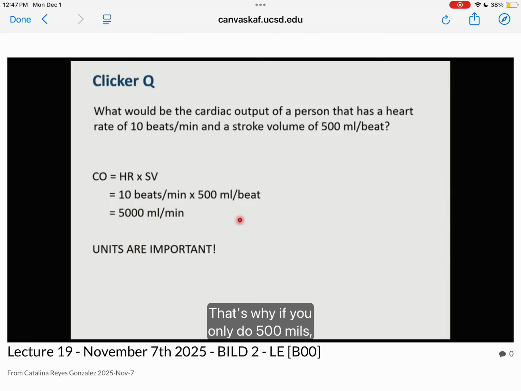That's why if you only do 500 mils, you won't get the correct units either. So always look at the units. Units sometimes gives you the answer.